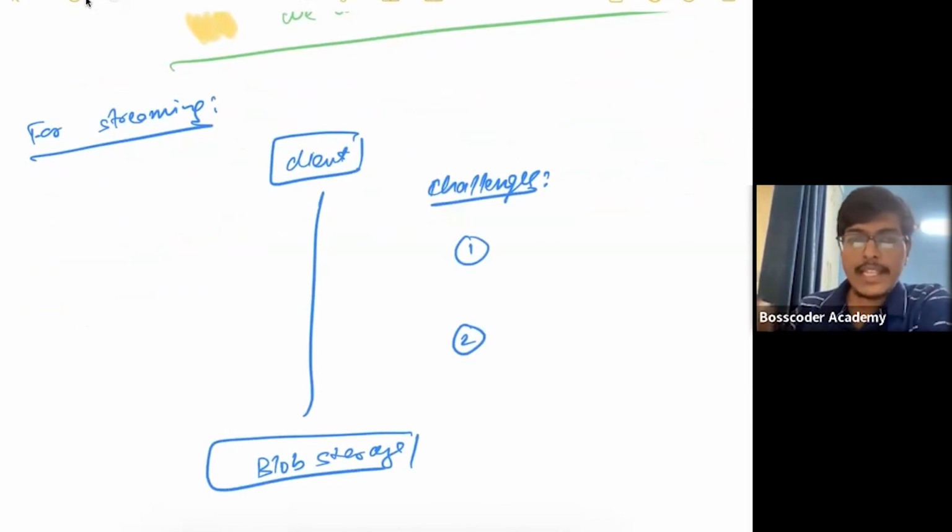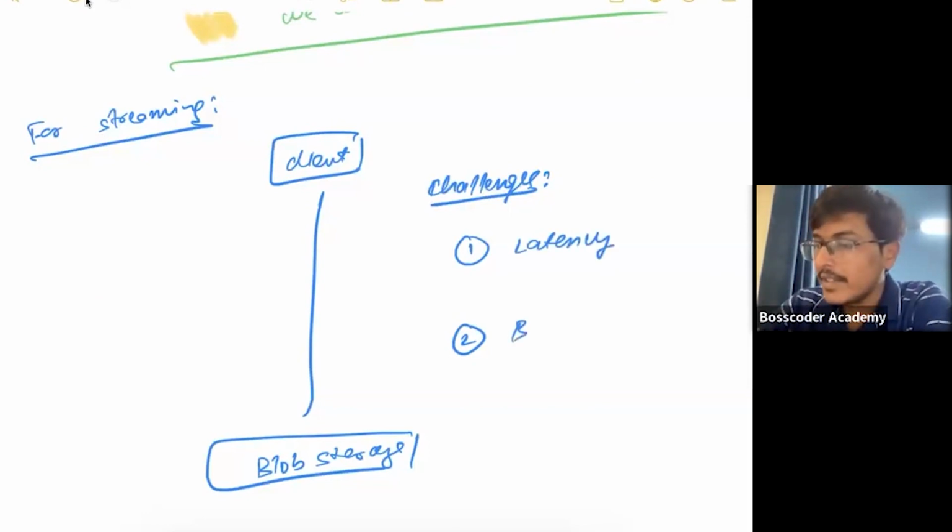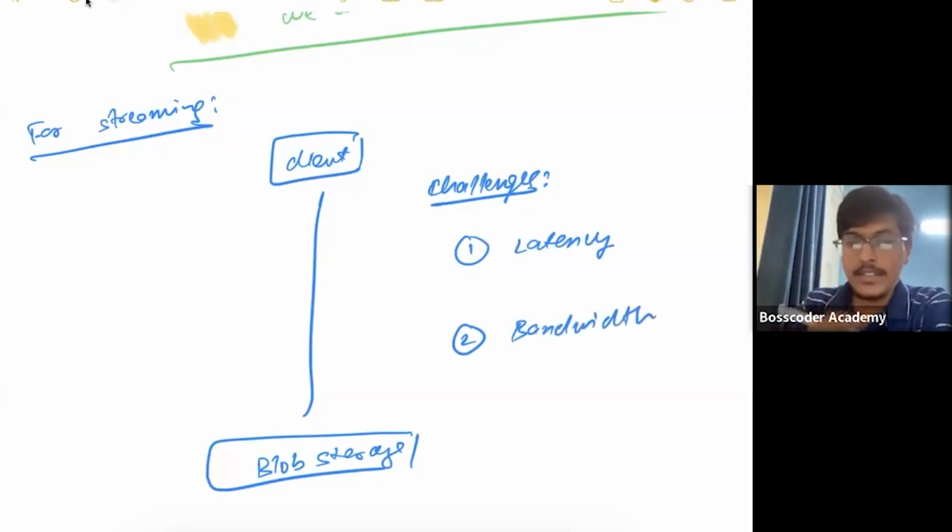Okay, so when you are directly streaming from the blob storage, you will basically face two challenges. One of the challenges is latency, and the second challenge is bandwidth. Let me tell you why both of these.